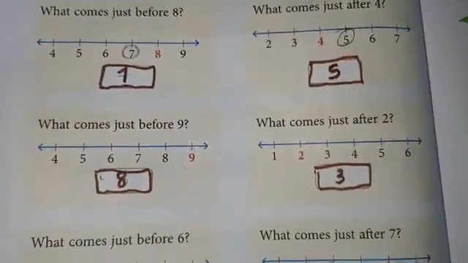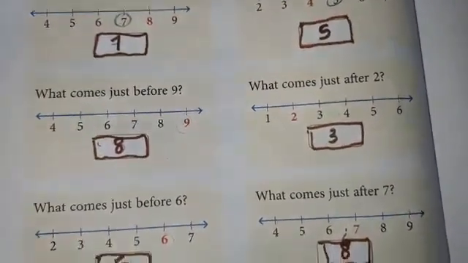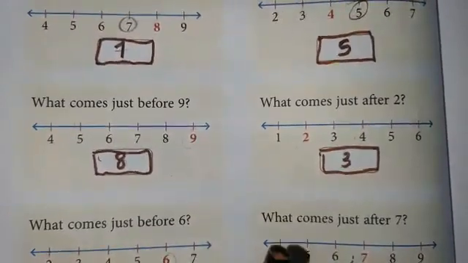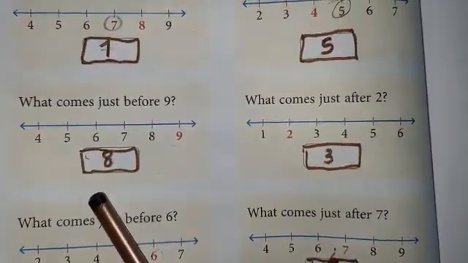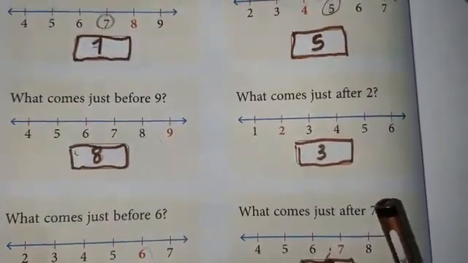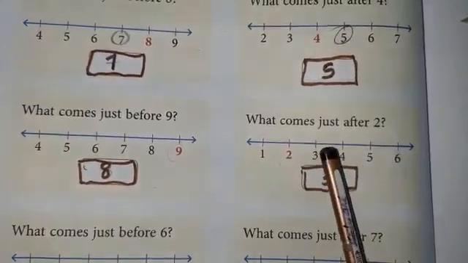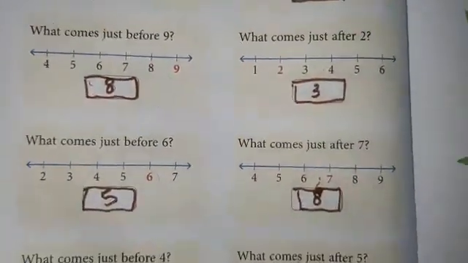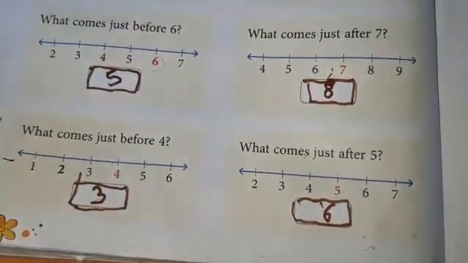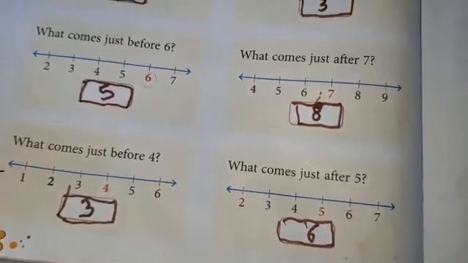What comes just before 9? So the left side of 9 comes 8. So the answer will be 8. What comes just after 2? After means you will look at the right side of the number, which is 3. So the answer is 3. What comes just before 6? Before number means always remember the left side of the number, and after means always remember the right side of the number.